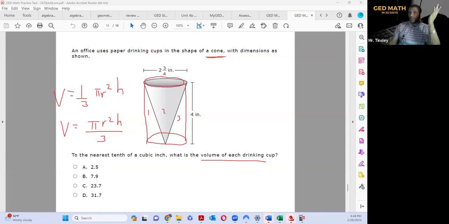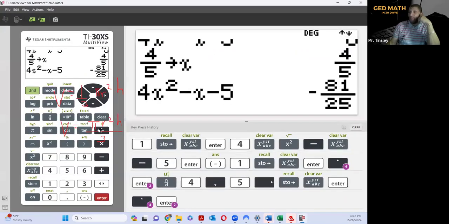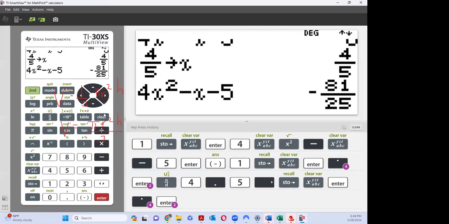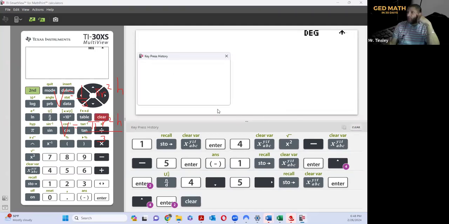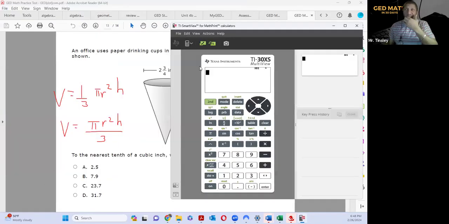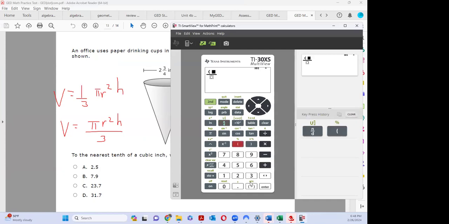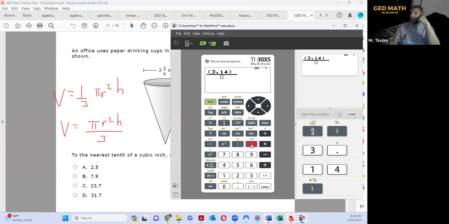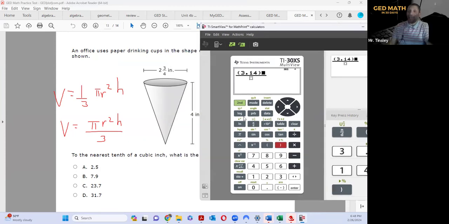So again, hold on, Mr. Tinsley. How do you find half of 2 3/4? You don't have to. You should know that to find half of any number you divide by 2. So I'm going to take my formula and plug it in. I'm not going to waste time doing any of this. I'm going to use the second equation on the bottom. So I'm going to hit 2nd. I know what pi is. What's pi? 3.14.